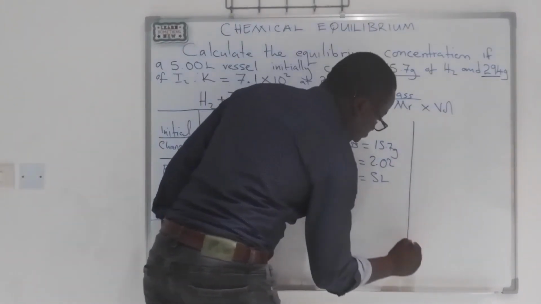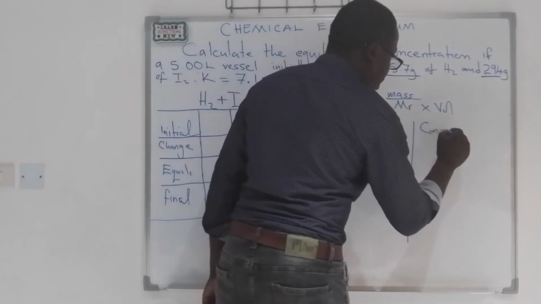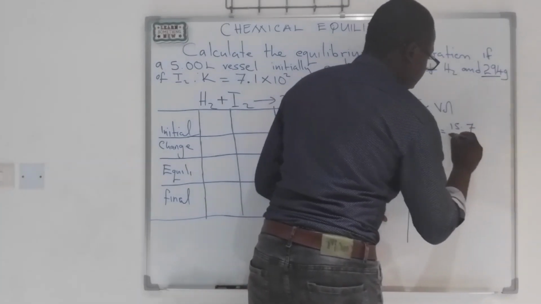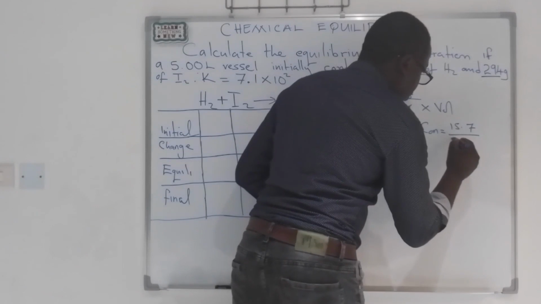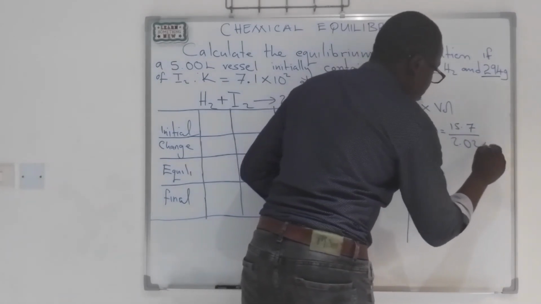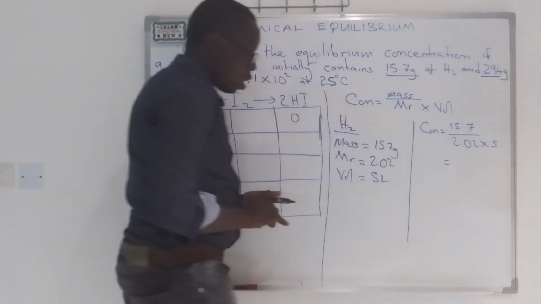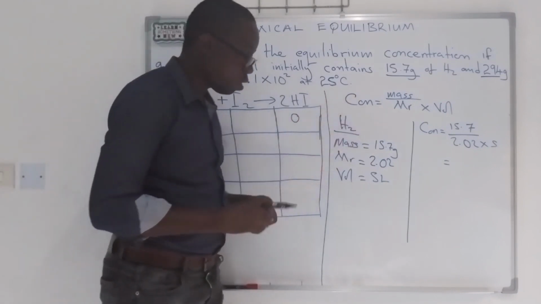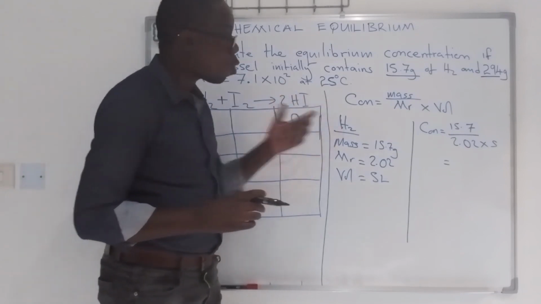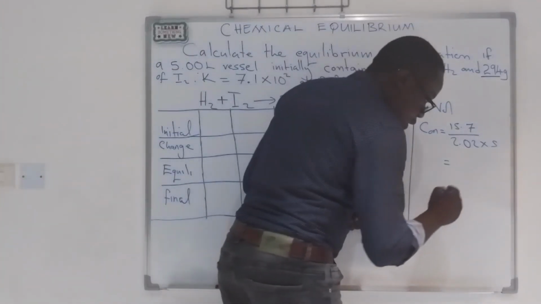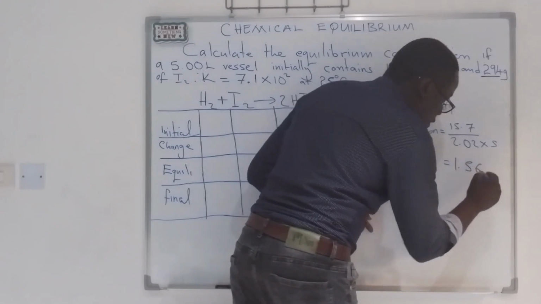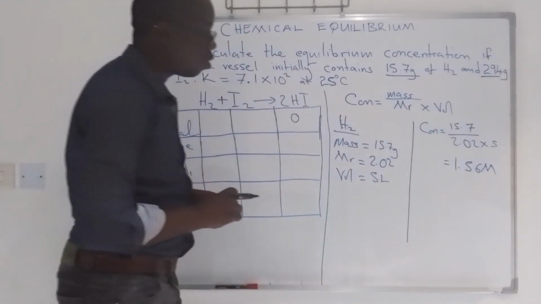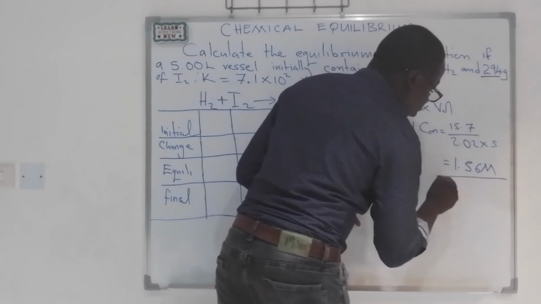So how do we get the concentration? We'll say concentration is equal to the mass, 15.7, divided by 2.02 multiplied by 5. So if we multiply 2.02 and 5, then divide 15.7 by that, we should get 1.56 M as the concentration of hydrogen. So this is the concentration of hydrogen that we have found.